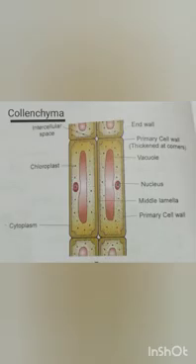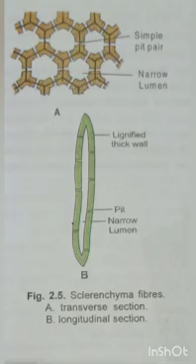Collenchyma. It is a living tissue which provides flexibility and mechanical support to plants. It is present in leaf stalks below the epidermis. Its cells are living, as I told you, with little intercellular space, and if it contains chloroplast, it takes part in photosynthesis. You can see the diagram showing a longitudinal section of collenchyma where chloroplasts are present.